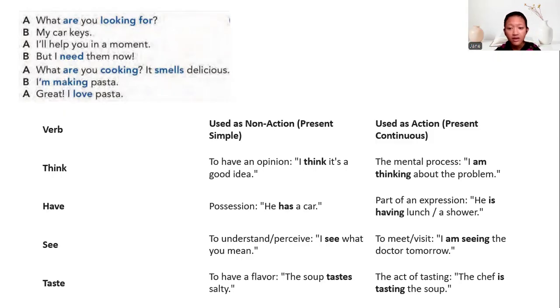Now have, again, we may use them with both tenses, but they have different meanings. So he has a car for possession, but to show that we're doing something, to show an action, we can say have lunch, have dinner, right? They are part of an expression. And again, see and taste, the same thing. If it shows the action, we use the present continuous tense. And if it shows the sensations, then we say present simple.